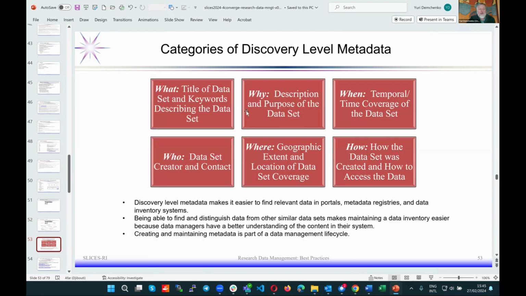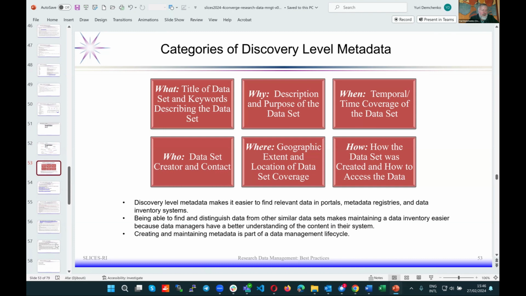And metadata is typically defined for discoverability. Metadata for discoverability needs to collect information on what the data is, who created the data, why it was created, where and when it was collected, and how it was created, which experiment or which tools, and so on. On this, I think we still need to stick to the agenda.